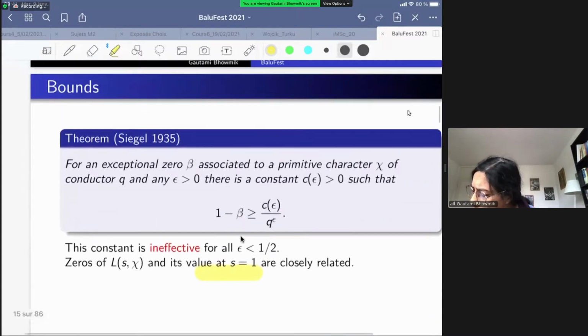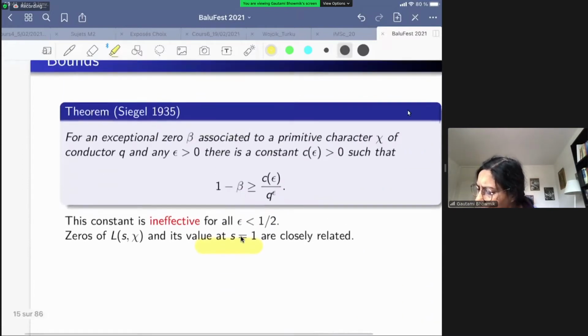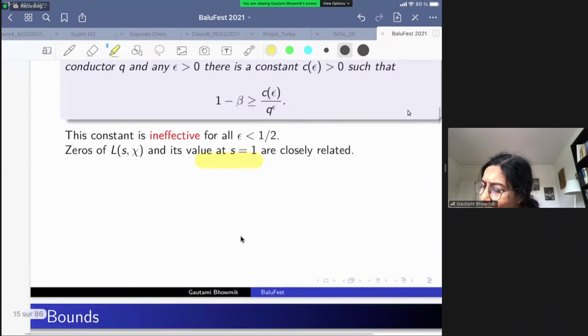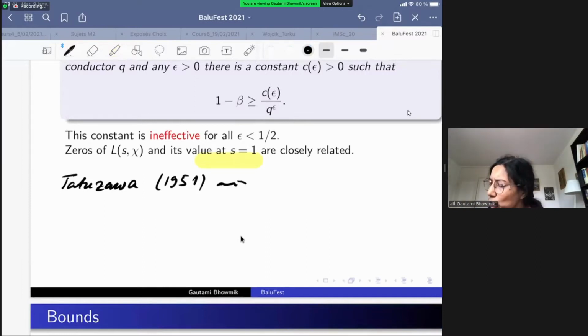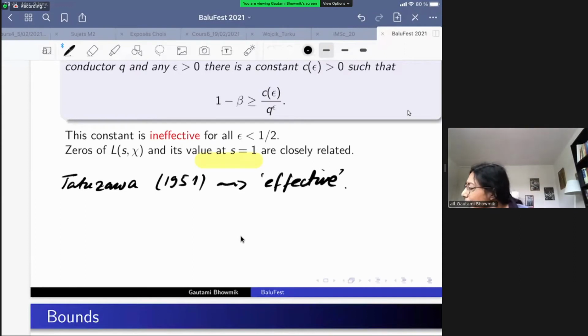There is a version by Tatuzawa for the effect. There is an effective version of Tatuzawa in 1951. But it's a partial result. So sort of effective, yeah. That's why I put some brackets around it.